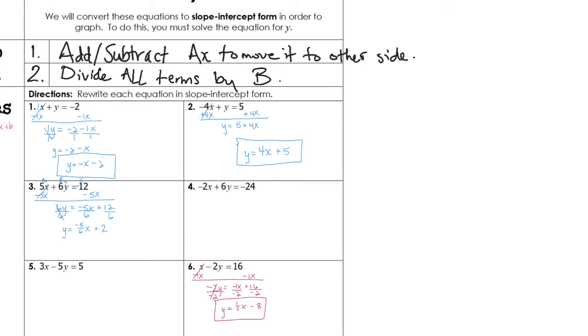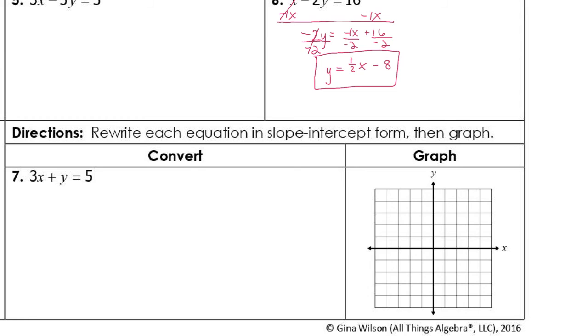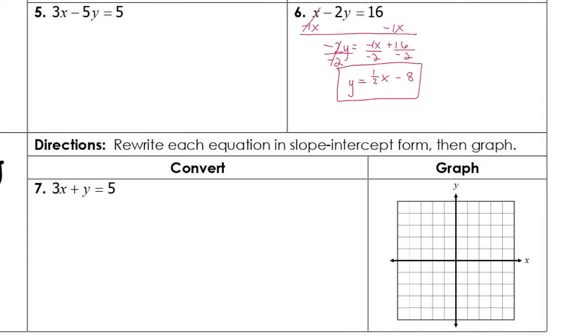Now we're going to move down and look at converting to slope-intercept form, but with the extra step of everybody's favorite, graphing. So let's take a second and convert this equation written in standard form into slope-intercept form. I'm going to subtract 3x from both sides of my equation, and I'm left with y equals negative 3x plus 5. Now I can graph.